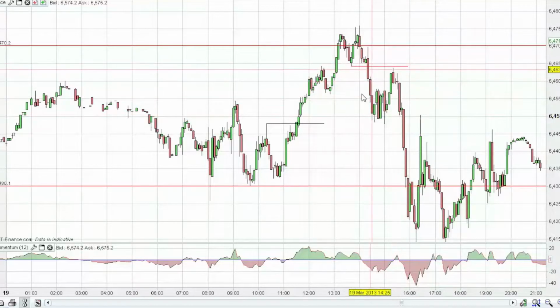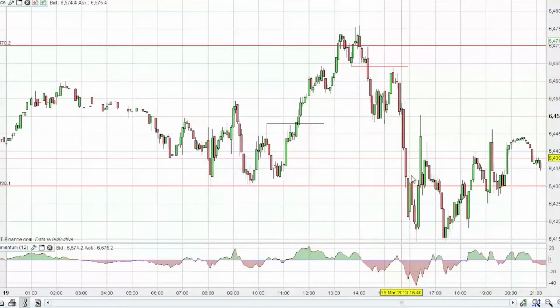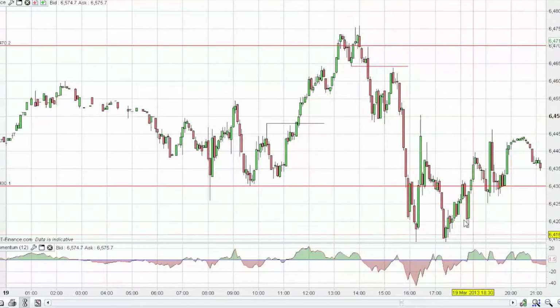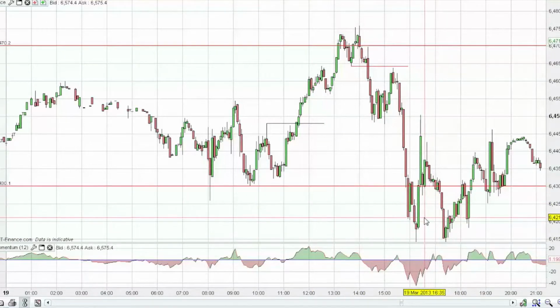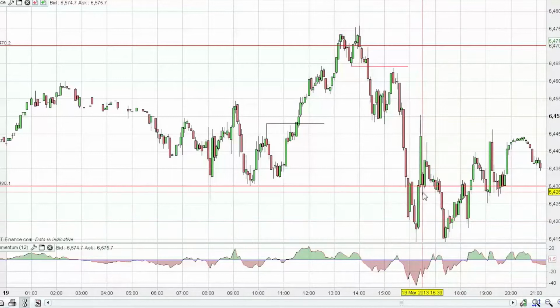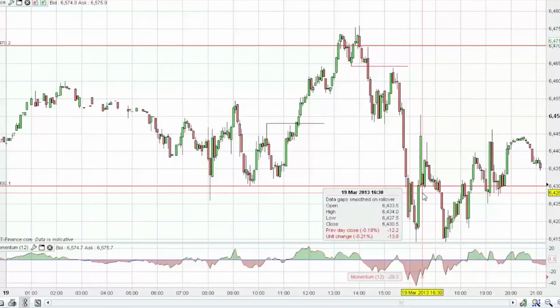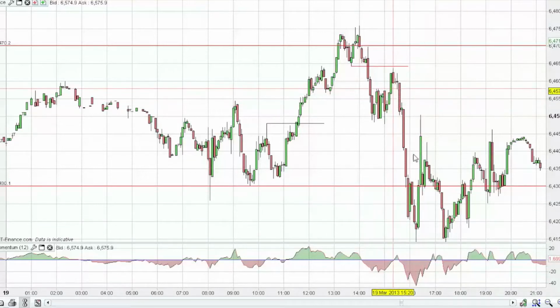But alternatively, if it continues sliding down at close of market, you're looking at, well, not great, but still, where did it close at? 430. So you would have opened at about 460, another 30 pips profit there. So that's basically the principles of using chart patterns.